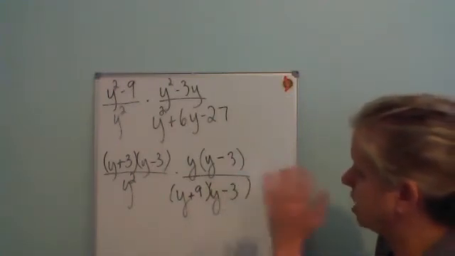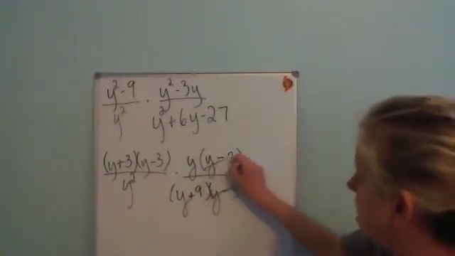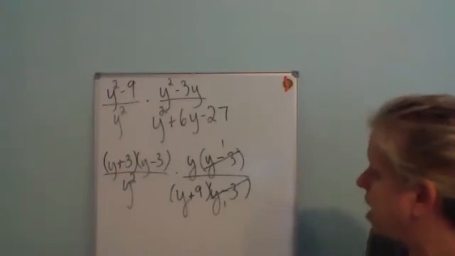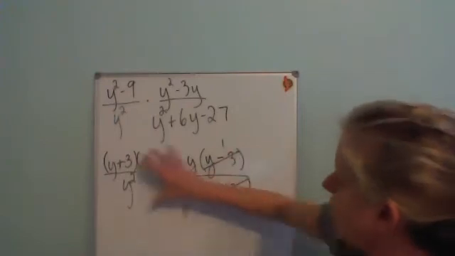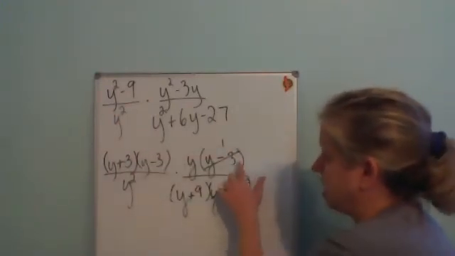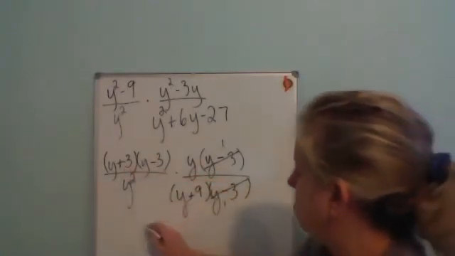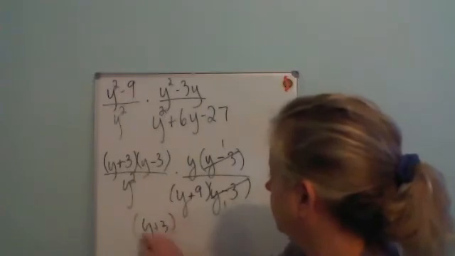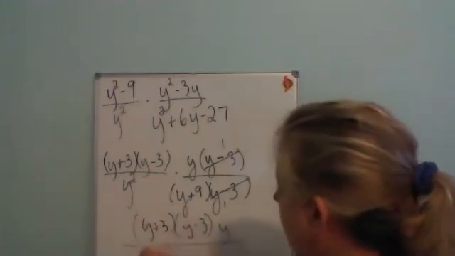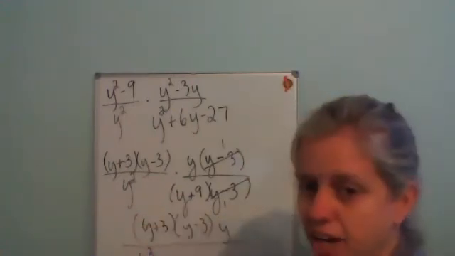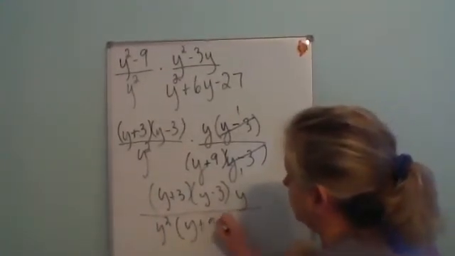So again, just like the last problem, once I have everything in its factored form, I'm looking for binomials that are the same. So there's a y minus 3 in top and bottom. Now, also, look what you have here. Actually, let's go ahead and write out what we have left after we canceled what was in common. So up top, I've got y plus 3, y minus 3, and that y. In the bottom, I've got y squared and y plus 9.